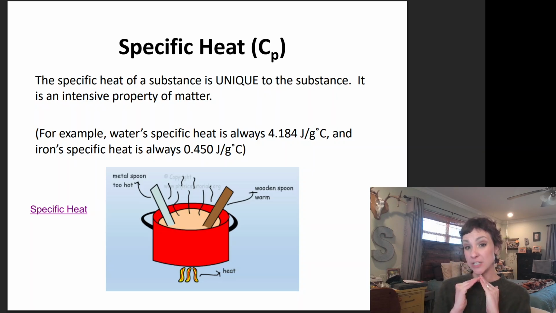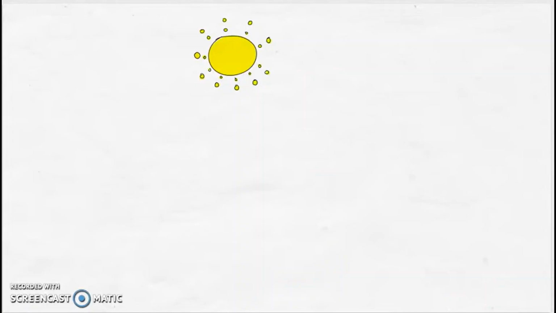Why are those numbers different, and what does it mean? What does it mean that water specific heat is higher, and why is iron specific heat lower? What does that mean? How does that affect that substance's ability to absorb or release energy? Well, let's watch a video and find out.